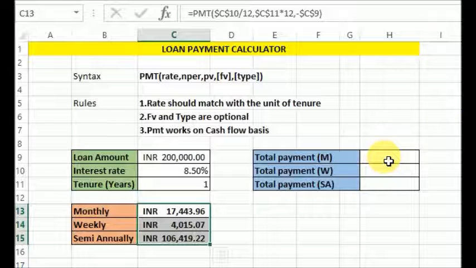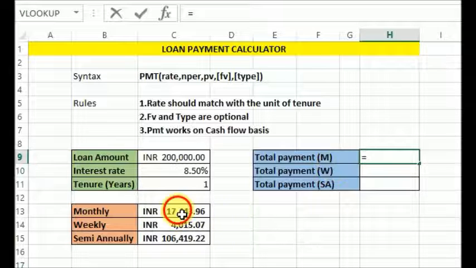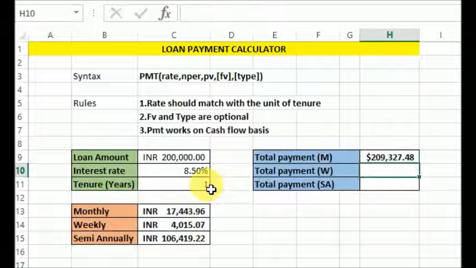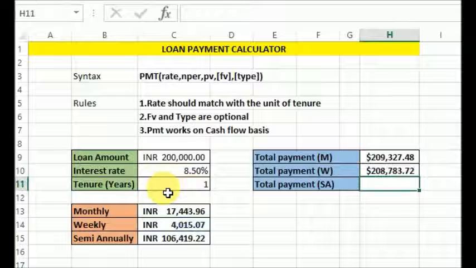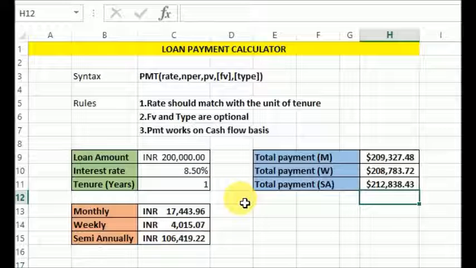Now we'll see what is the total amount of rupees I'll be paying at the end of the tenure. Just multiply this EMI by the tenure, and since I need monthly payment, we'll again multiply this by 12. For weekly payment, we'll multiply the payment with the tenure and multiply the tenure with the number of weeks. For semi-annual, multiply the payment with the tenure and multiply by 2 for the semi-annual total payment.